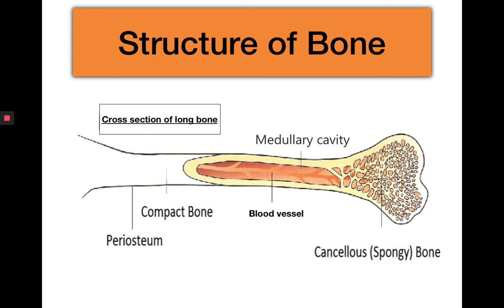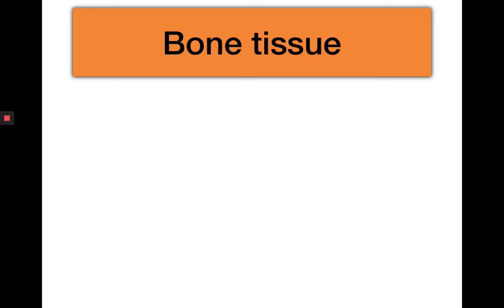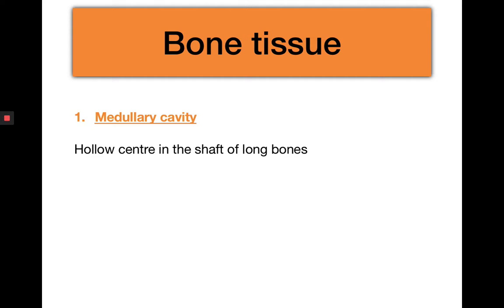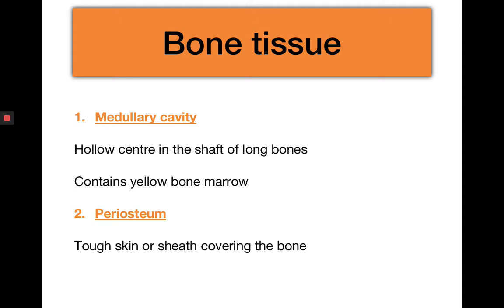This also contains bone marrow, so let's make a few little notes on them individually. So we have the medullary cavity, which is that hollow center in the shaft, and this contains yellow bone marrow. So in infancy it would start out life like red bone marrow. The only difference is as we get older it gets a little bit more fatty. Then we have the periosteum being the skin or the tough sheath that covers bones.